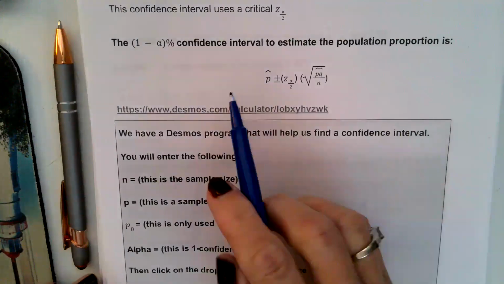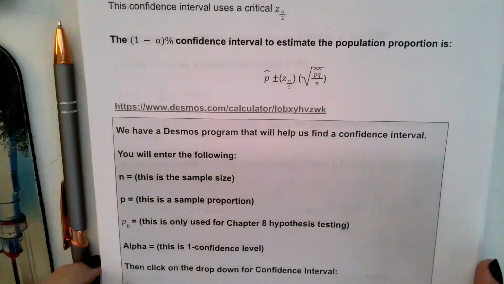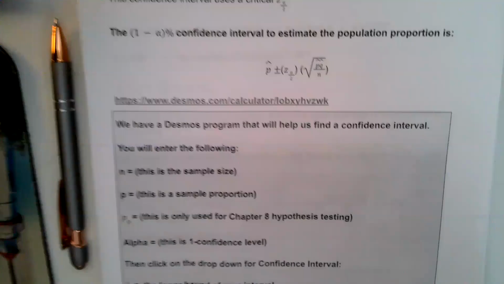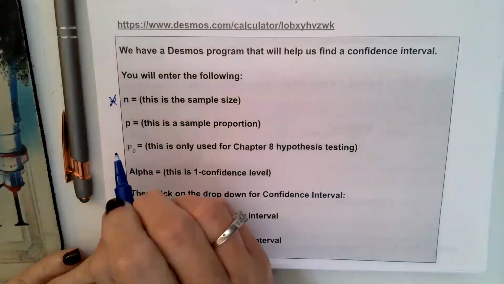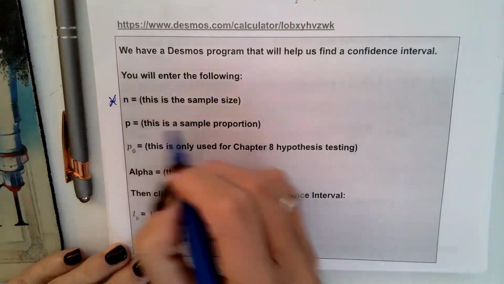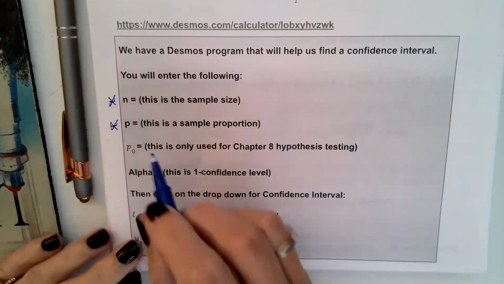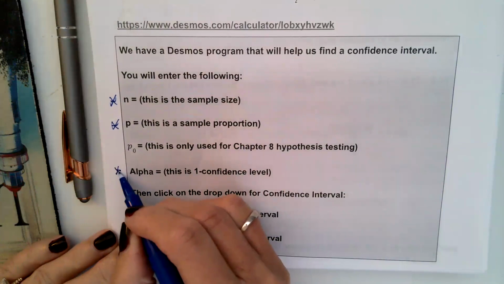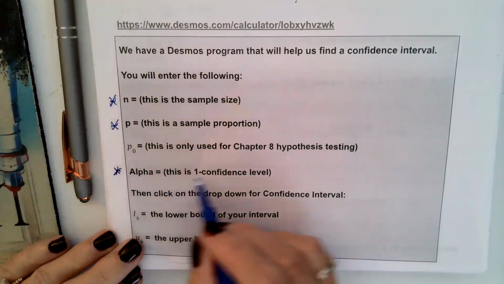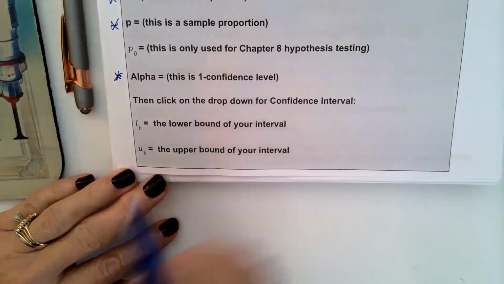Now, there is a Desmos link here because there's a Desmos program which is going to help us a ton. And the things that you need to know about the Desmos program is that you will have to enter the n, which is the sample size, and the p, which is the sample proportion. So you need to know that. You can't just enter x and n. We don't need p0. That will be used in chapter 8. We do need to know the alpha, or you can type in 1 minus the confidence level. And then you're going to click on the drop down for the confidence interval, and then you'll have the lower boundary for your interval and the upper boundary.